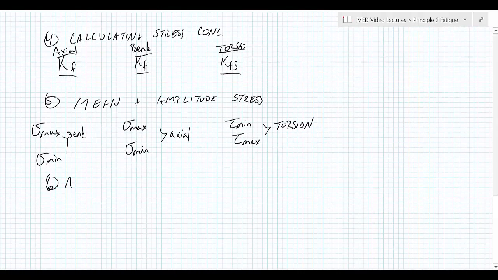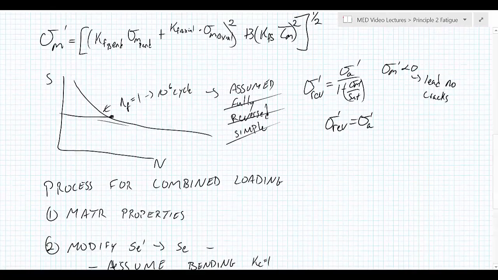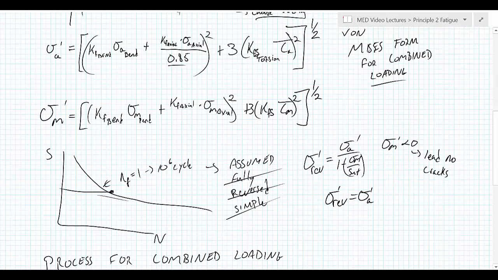We need to apply those concentration factors per each one, and we can do that within the mean stress calculation. So apply our Kf or Kfs and calculate the sigma mean von Mises form and the sigma A equivalent von Mises form. So that's following this formulation above, where we have Kf times the bending plus the axial.